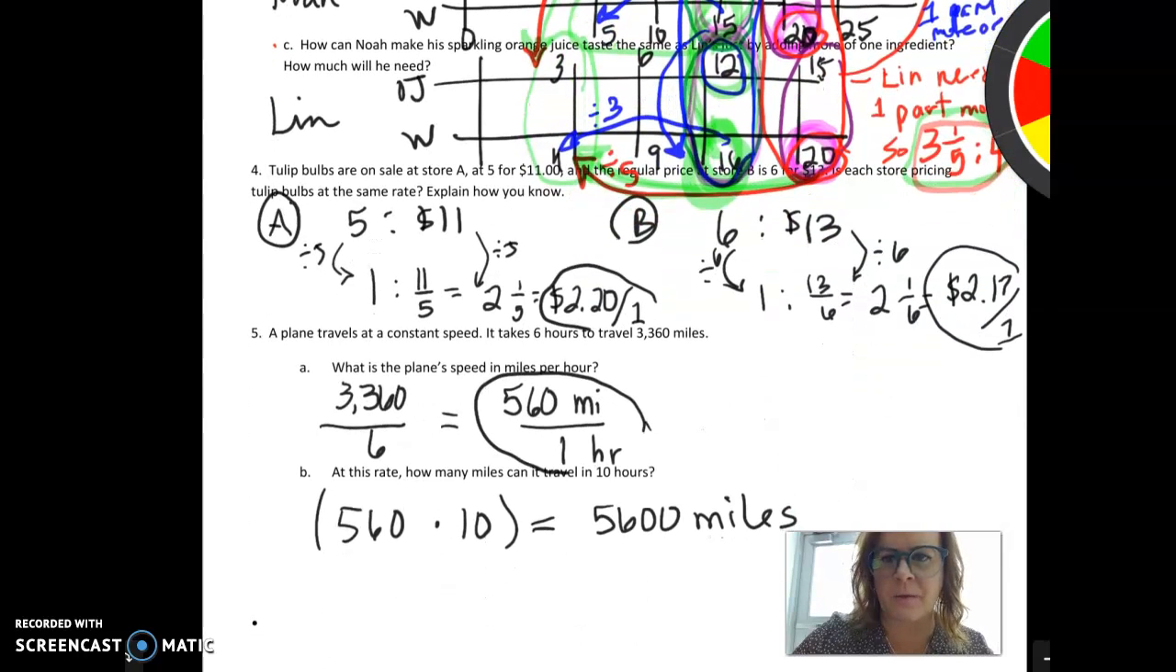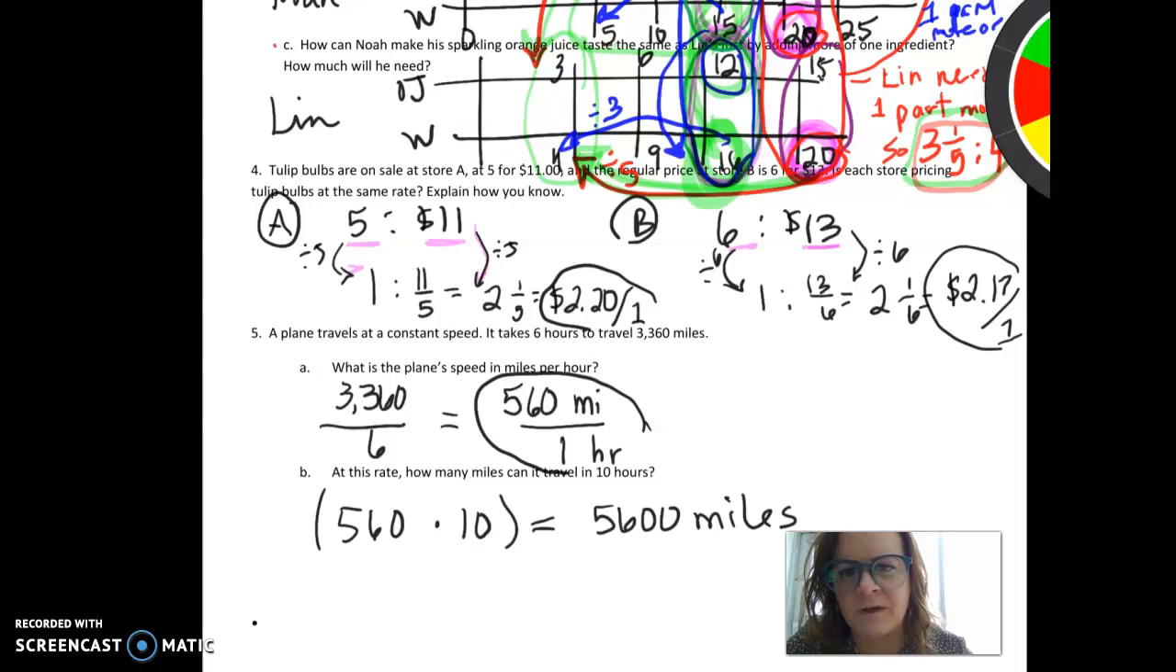Now we're on tulip problem number 4. This one's kind of quick. We have store A that is selling tulips 5 for $11, and we have to compare that with store B, who's selling tulips 6 for $13. So I found the unit price, that's the price for one. To do it with store A, I divided both the 5 and the 11 by 5. So 5 divided by 5 is 1 tulip. 11 divided by 5 is 11/5, which is 2 1/5, which comes out to $2.20 per tulip.